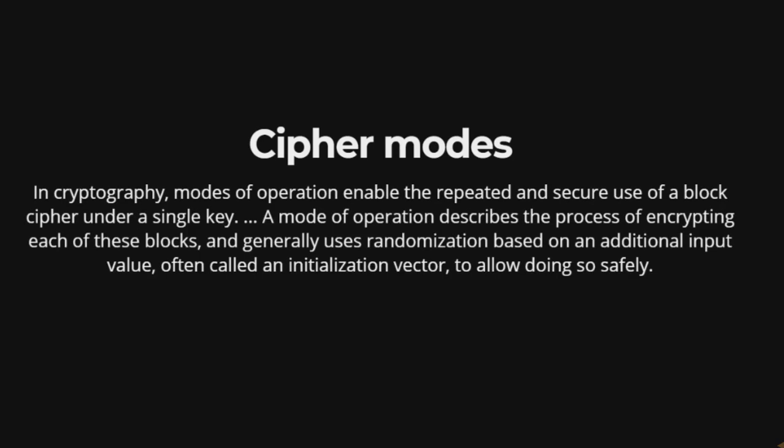Cipher modes. In cryptography, modes of operation enable the repeated and secure use of a block cipher under a single key. A mode of operation describes the process of encrypting each of these blocks, and generally uses randomization based on an additional input value, often called an initialization vector, to allow doing so safely.